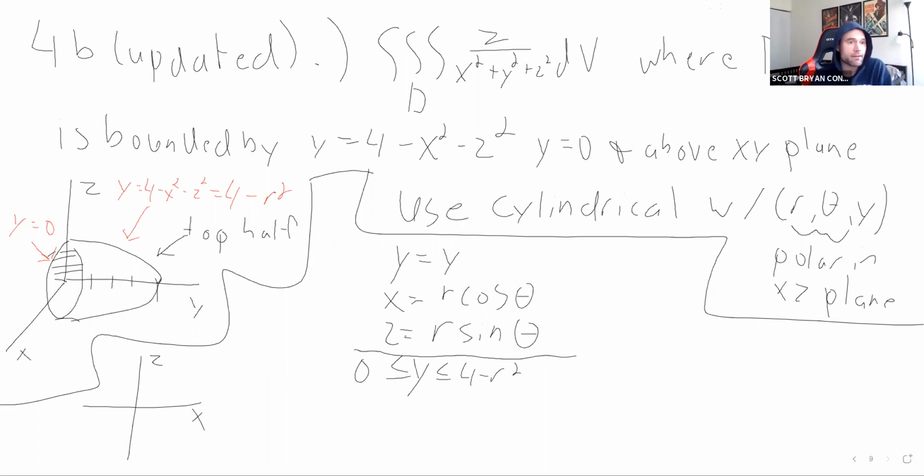So we're getting the top half here of this guy. Okay, so let's sketch that in the XZ plane and then find the bounds for r and theta. Let me make a note of that. So that's going to be this region here.